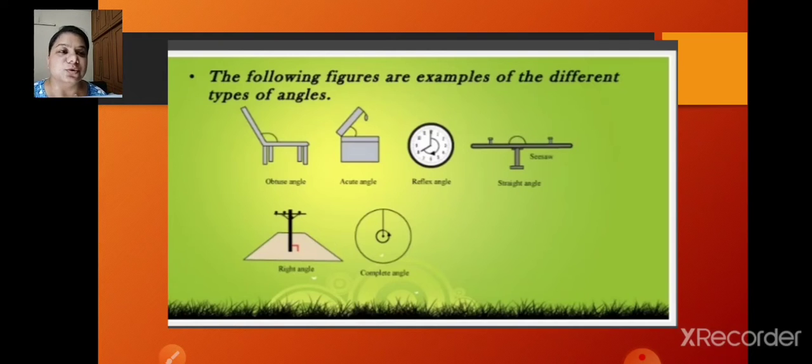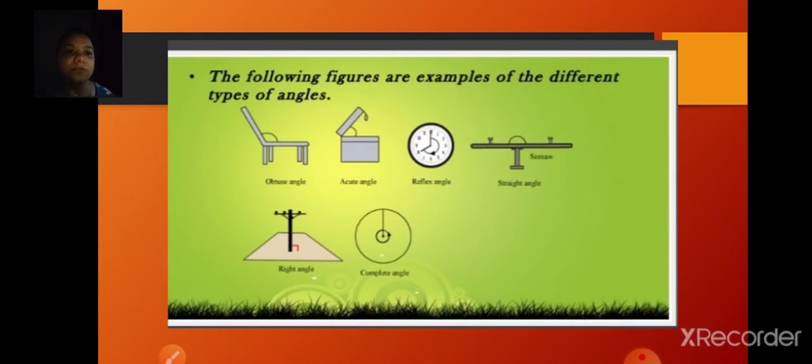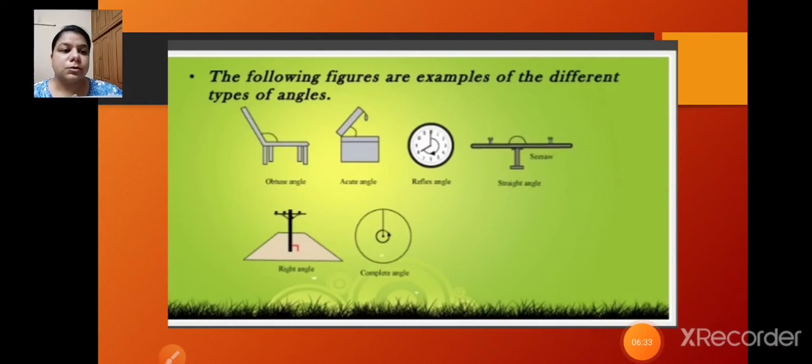So here I have shown you some more examples of different types of angles. Armchair. So the rest chair is here. The back of the chair with the seat is making an obtuse angle. Then next is an acute angle. Then the hands of the clock are making a reflex angle. Then there is a straight angle in a seesaw and a right angle, and the last one is a complete angle.